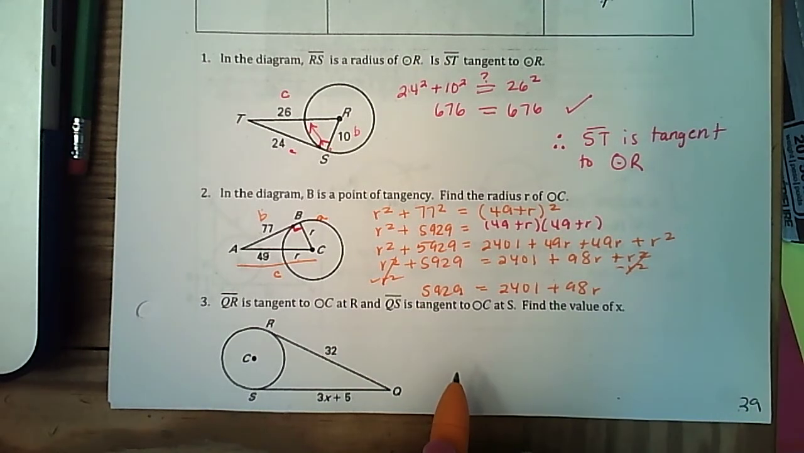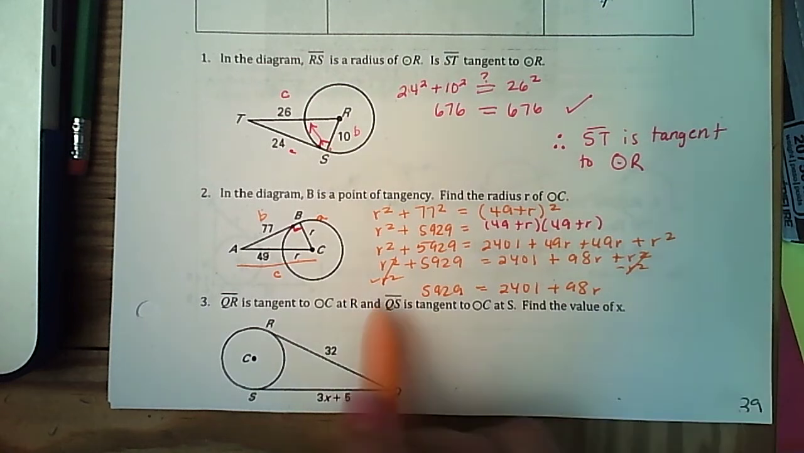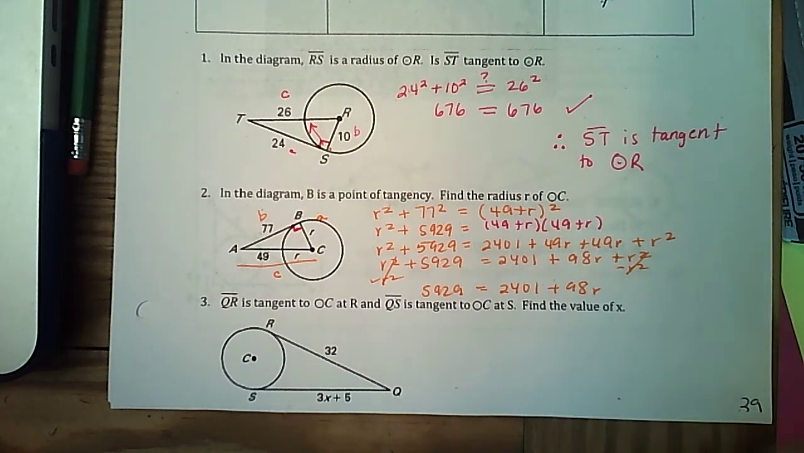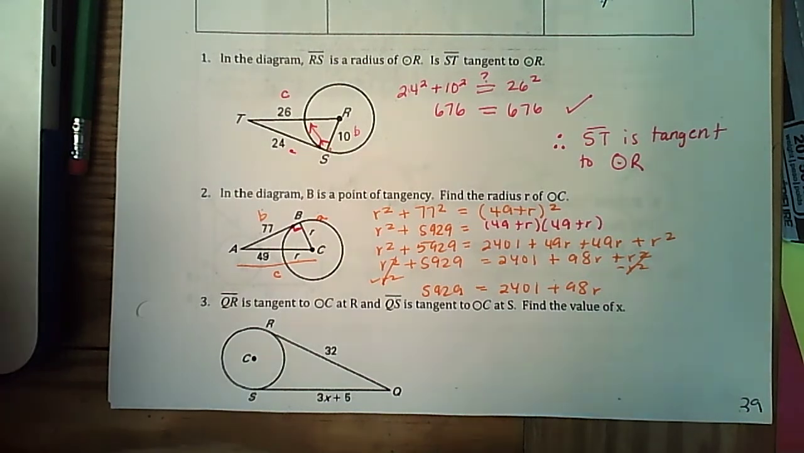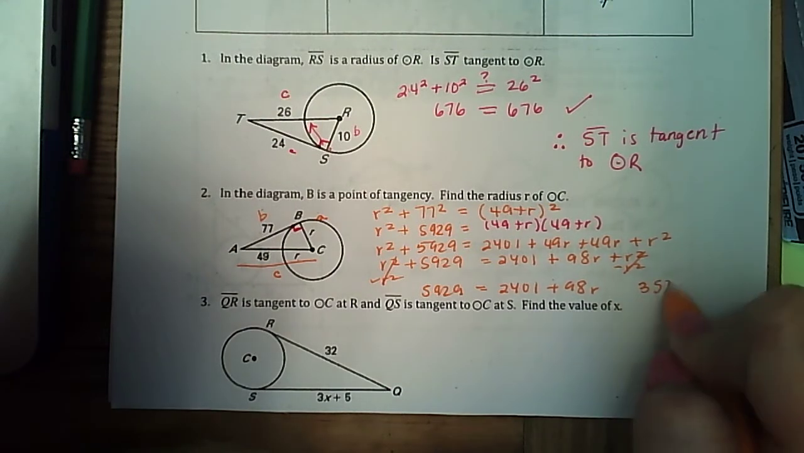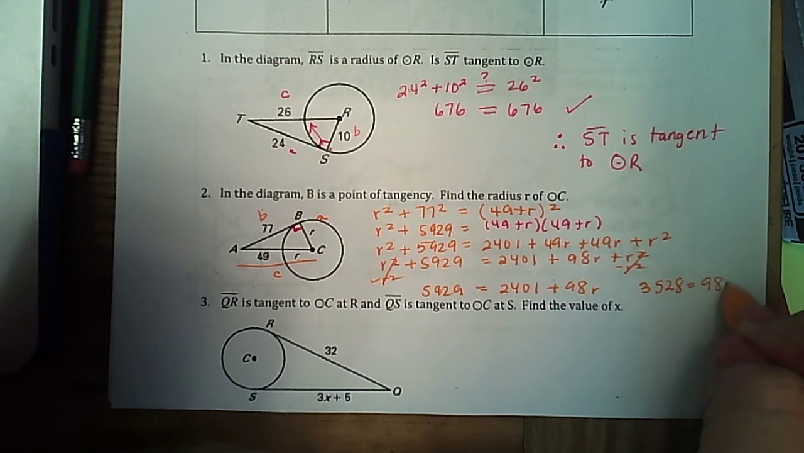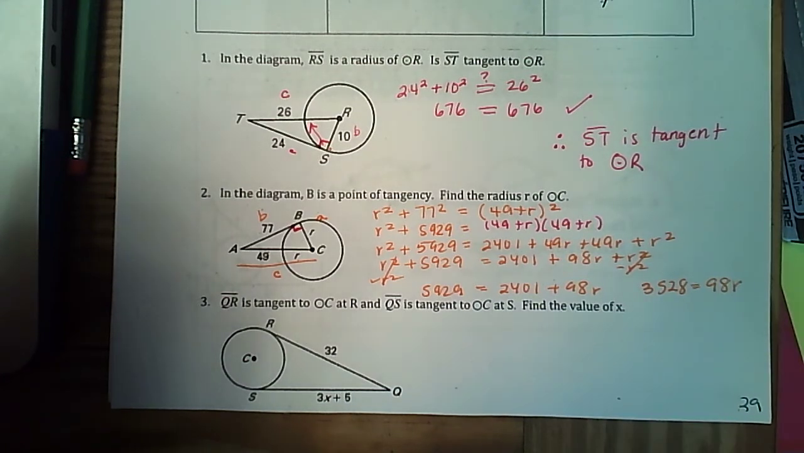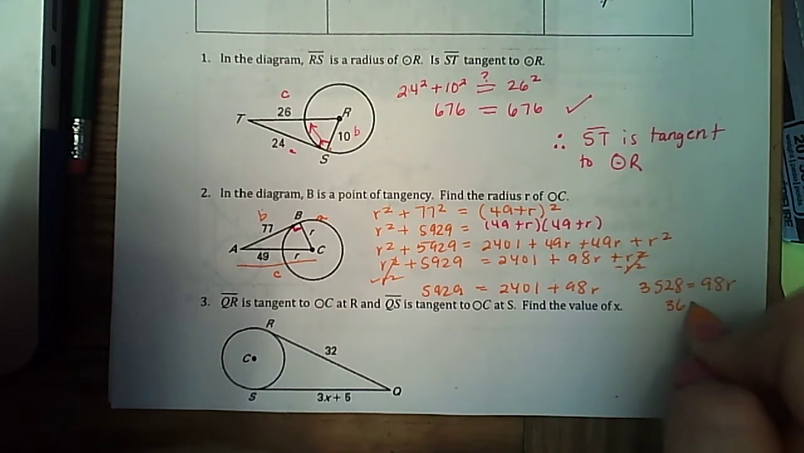That becomes a two-step equation. So all I now have is a two-step equation because once that r squared decided to dissipate, now I don't have it. So now I'm just solving a regular two-step equation. 5,929 minus 2,401, because I got to subtract the 2401 from both sides. So I get 3,528 equals 98r, divided by my 98, and I get 36 equals r.